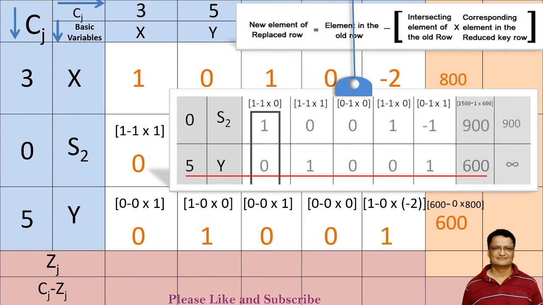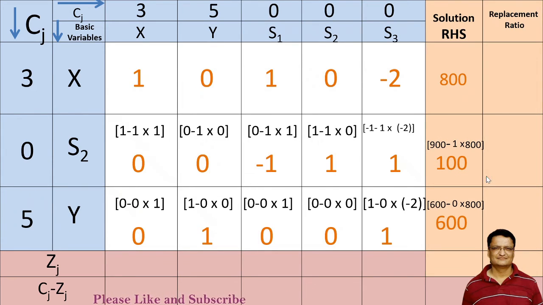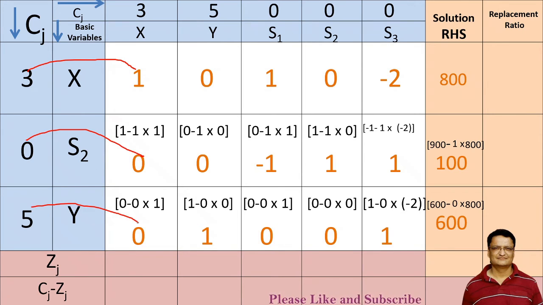Now this is the time to evaluate the value of Zj one more time, to see whether all the values of Cj minus Zj are still positive. If something is still positive, we have to reiterate the problem. How do we calculate this value of Z? 3 into 1 plus 0 into 0 plus 5 into 0 will give me a value of 3. Similarly, I can calculate the values of Zj for the remaining elements.